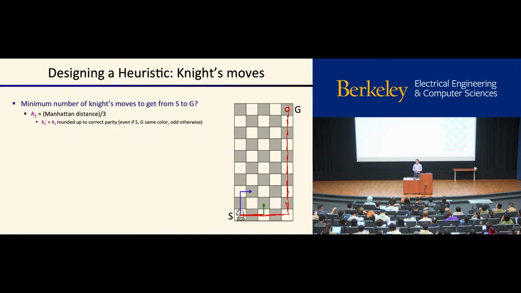Yeah, what's another heuristic that we could use? We've talked about Manhattan distance. Yeah, what about Euclidean distance? Would that work?